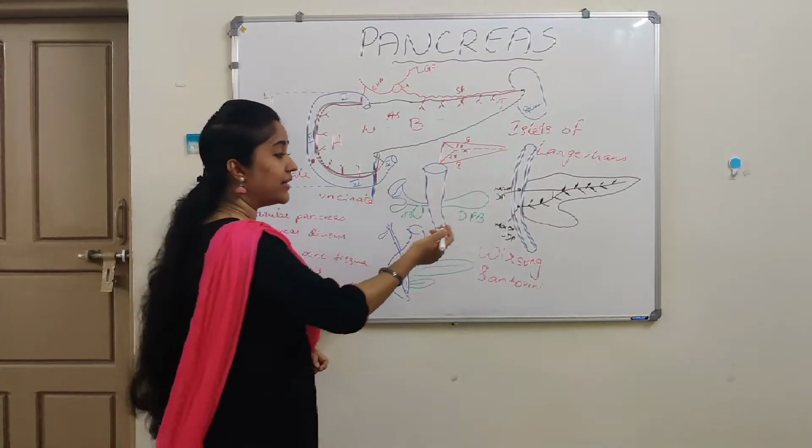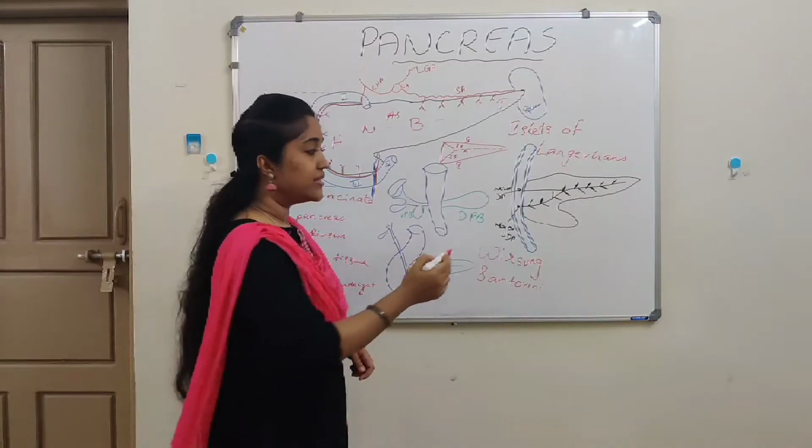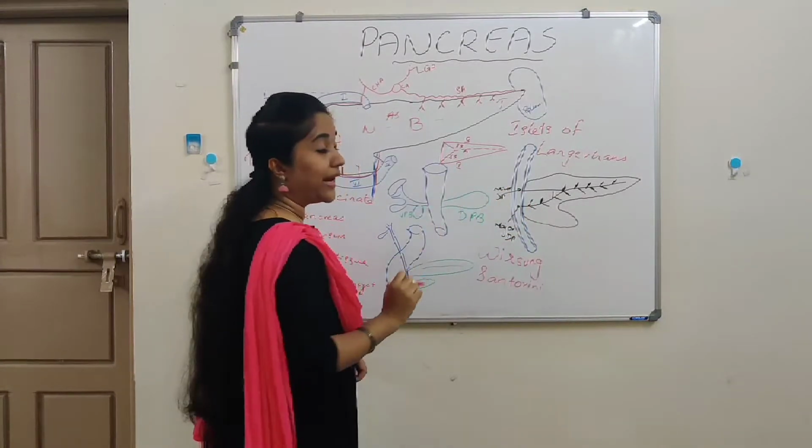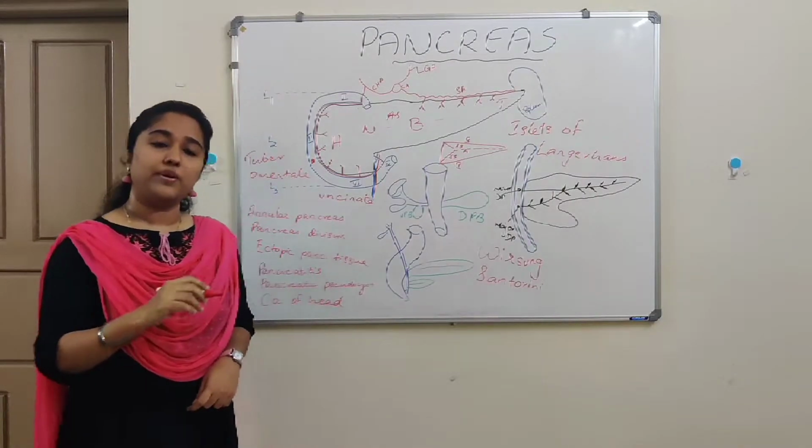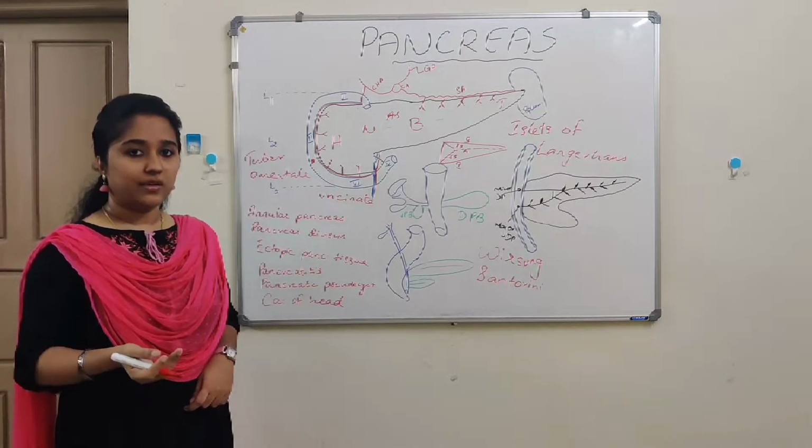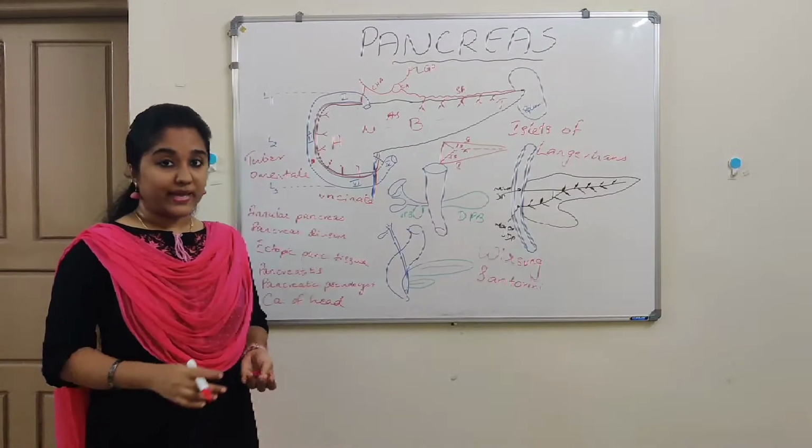So the accessory pancreatic duct arises from the lower part of the head, and it opens into the minor duodenal papilla, which is also an opening in the interior of the second part of duodenum. So that's all about the pancreatic ducts.